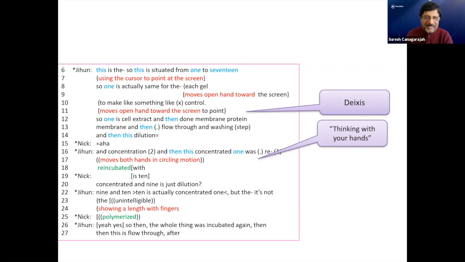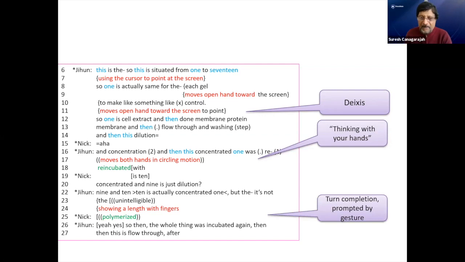Or secondly, it might be that the gesture is embodied with that word. So gesturing helps him be reminded of the word. So what we see is gesture is intimately connected with his thinking and communication in this case. It also helps other people to complete Jihoon's turn.